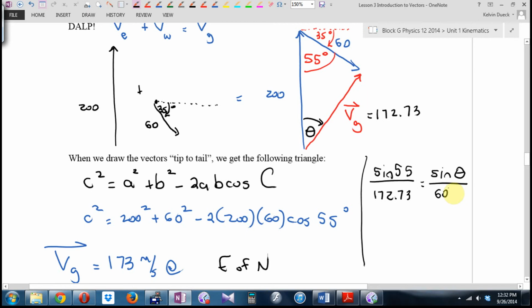One fraction equals one fraction. Stuff will move diagonally. Again. Now, I can't quite get the theta by itself, but what I can get by itself is the sine theta. The 60 is going to move to the top and in front, multiply. Then I've got the sine theta by itself. I get this: sine theta equals 60 sine 55 divided by 172.73. If I know that, how can I use that to find the angle?